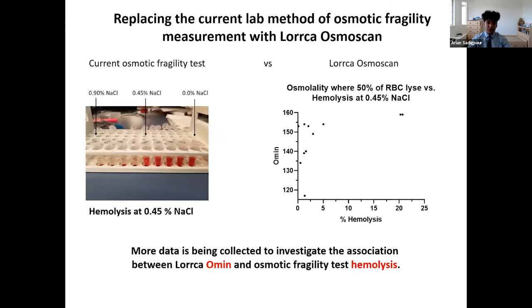Our second objective was to determine if the current lab method of measuring osmotic fragility can be replaced by osmoscan, as the protocol is time consuming. The figure on the left shows red cells suspended in percentages of normal saline. The middle value of 0.45 is used to report hemolysis of red cells. The figure on the right shows that an association between LORCA's O min and percent hemolysis has yet to be determined. Next slide, please.